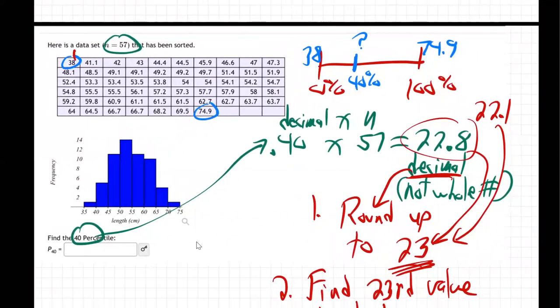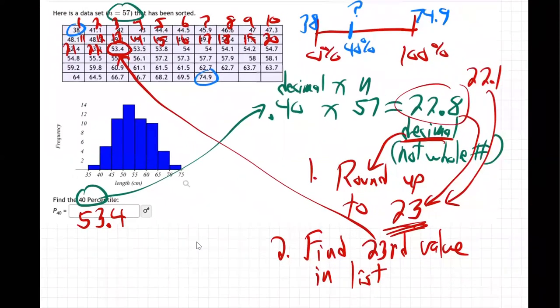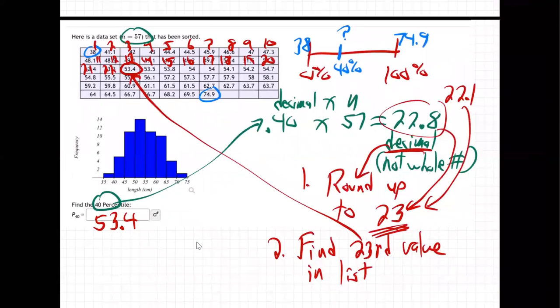Meaning this is the first value, second, third, fourth, fifth, sixth, seventh, eighth, ninth, 10th, 11th, 12th, 13th, 14th, 15th, 16th, 17th, 18th, 19th. See, it goes 10 per row. So 21, 22, here it is. The 23rd value is 53.4. That's the 23rd value in the list.